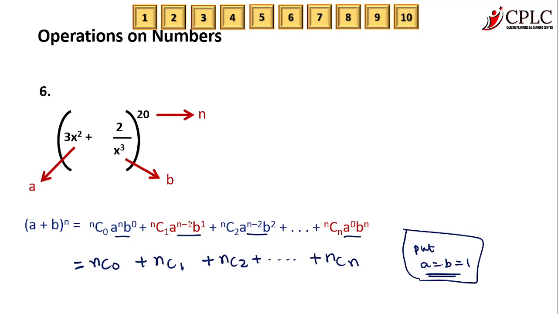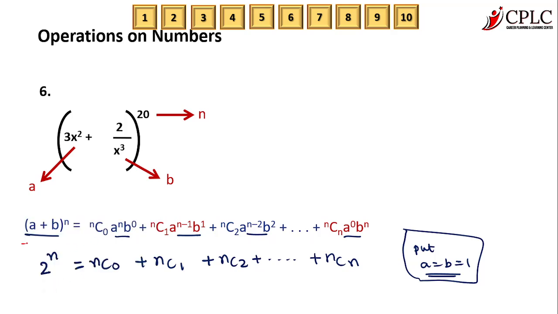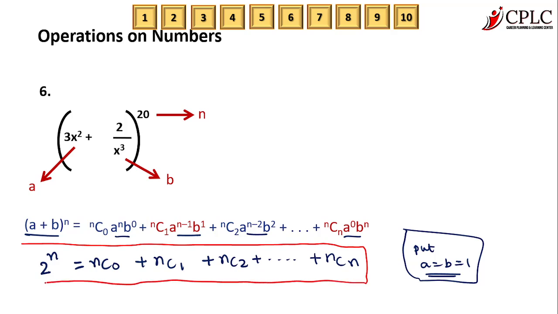And when you do that, automatically what is going to happen is on the right hand side, if you substitute a and b as 1 to get rid of the powers, on the left side, you should also put them as 1. So 1 plus 1 becomes 2, and this becomes 2 raised to n is equal to nC0 plus nC1 plus nC2, and so on and so forth. So remember this concept, remember this formula that we are doing right now, and it will be used later on in permutation, combination, and probability.